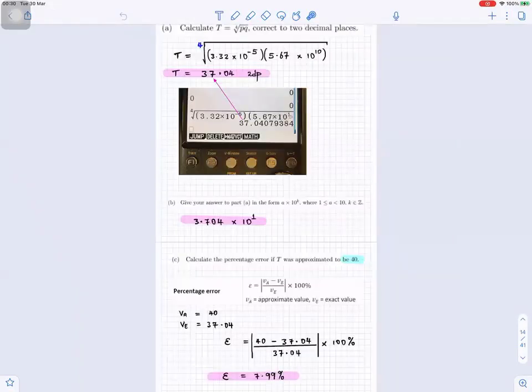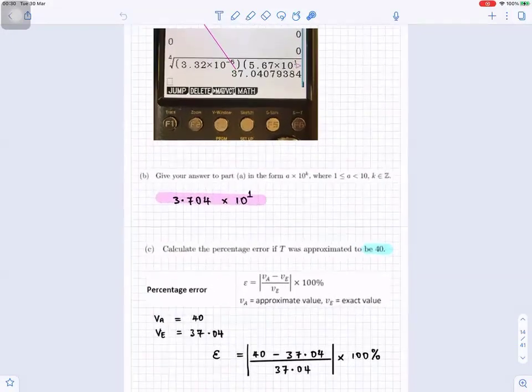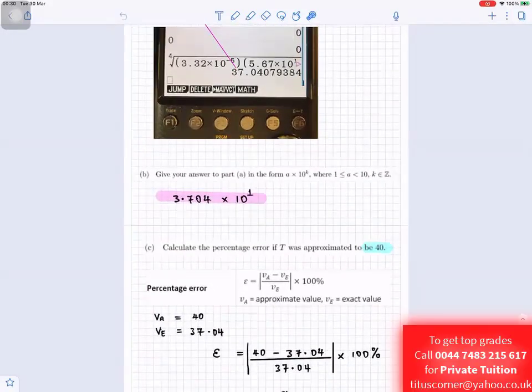Part B. Give your answer to part A in the form A times 10 to the K. So if we put the decimal point in between 3 and 7, it's 3.704 times 10 to the power 1.